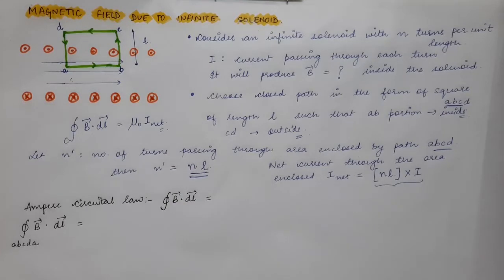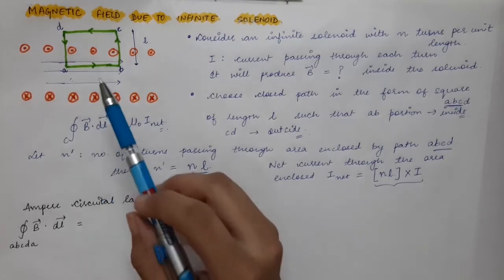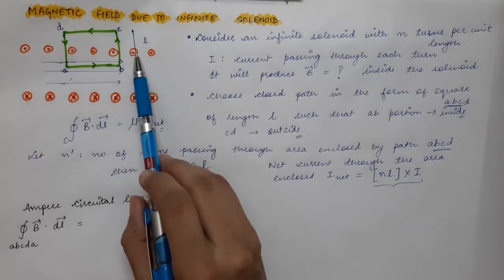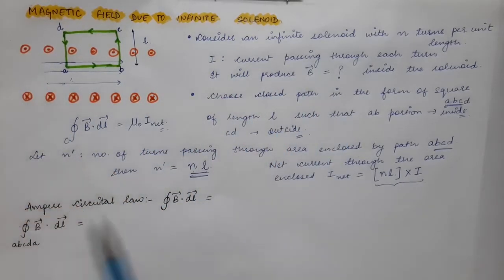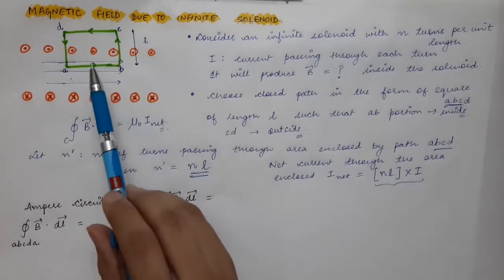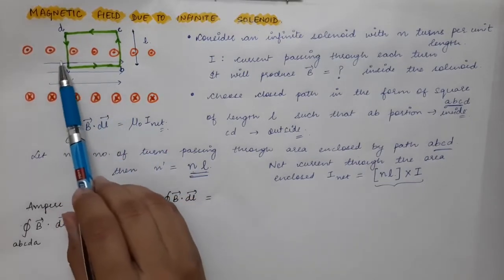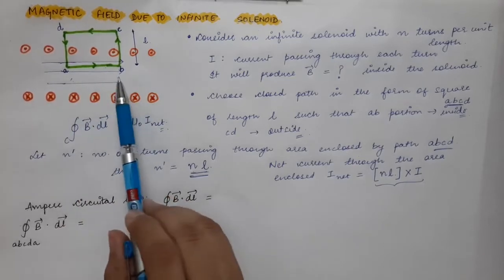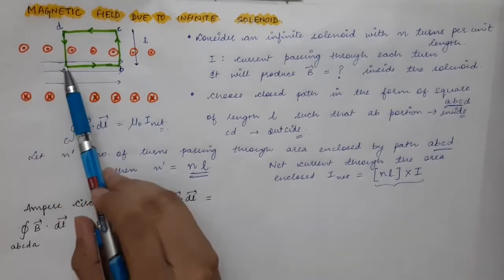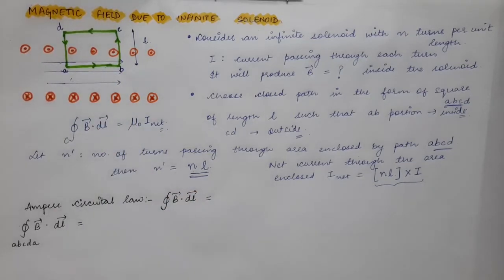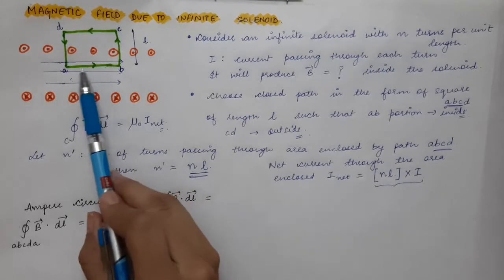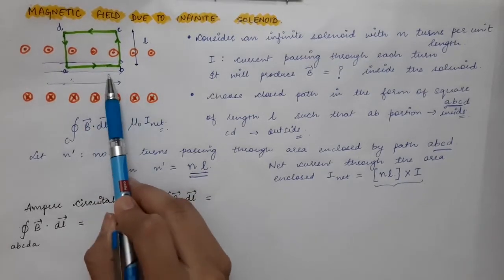So now we will be using Ampere's circuital law to find the expression of magnetic field inside the solenoid. According to the symmetry of the solenoid, as this solenoid goes to infinity in this direction and to minus infinity in the other direction, the magnetic field inside the solenoid will be directed in this direction, and that magnetic field will be uniform, meaning at every point over here the magnetic field will remain the same, the magnitude will remain the same, and its direction will be in this particular direction.